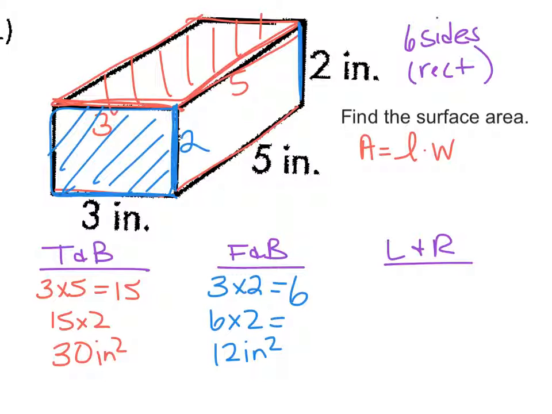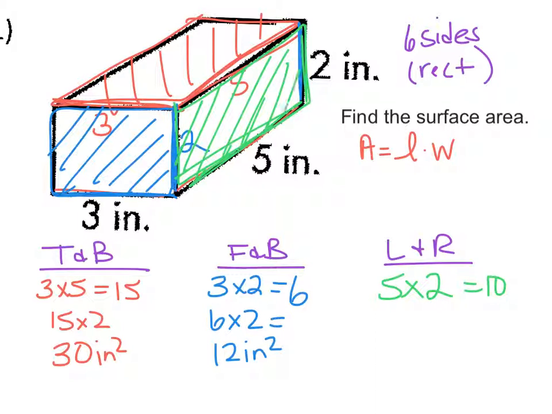All right, so now we have left and right. So I'm going to trace the right side here. And again, it's a rectangle. So area of a rectangle is length times width, which in this case, the length is 5, and the width is 2. And that gives us 10. So that's the area of this side. And that would be the same as the area of the other side. So I have to do 10 times 2, and that gives me 20 inches squared.